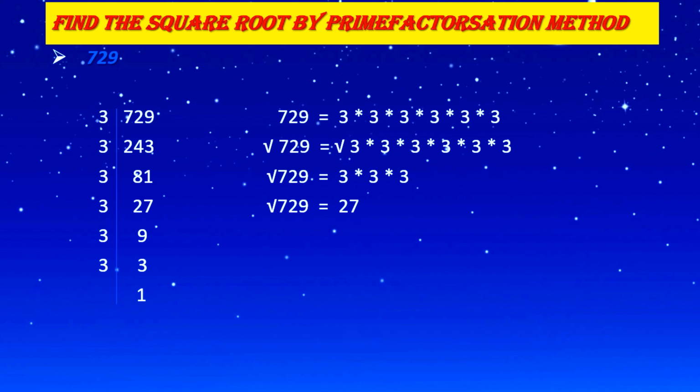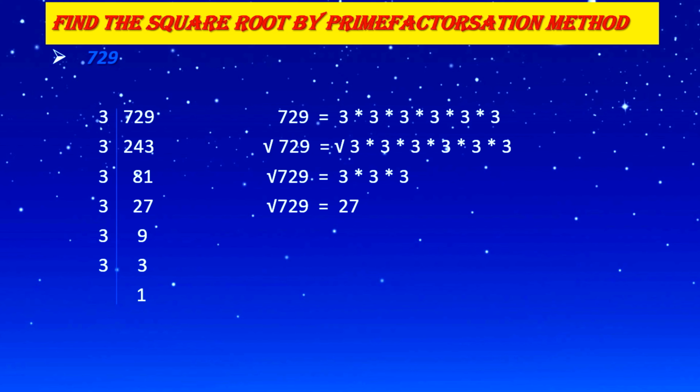So 729 is equal to 3 into 3 into 3 into 3 into 3 into 3. The square root of 729 is the square root of 3 into 3 into 3 into 3 into 3 into 3. We group them in pairs: 3 into 3 is one group, 3 into 3 is one group, 3 into 3 is one group. So the square root of 729 is 3 3s are 9, 9 3s are 27. So 27 square means 27 into 27, that is 729.